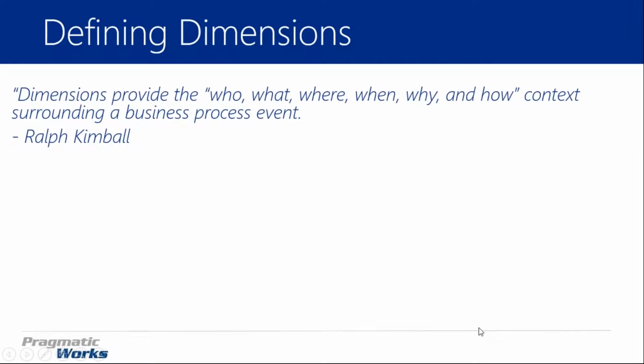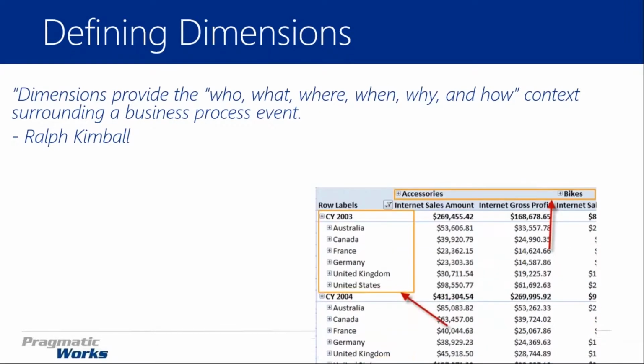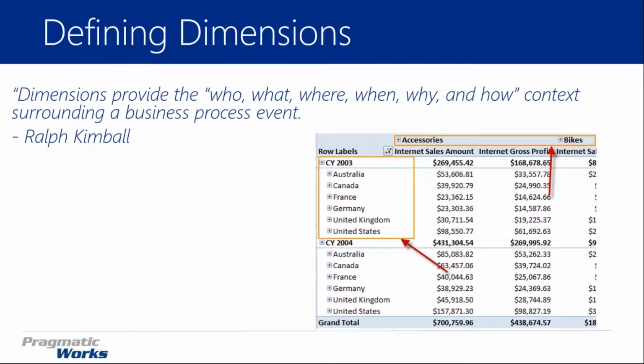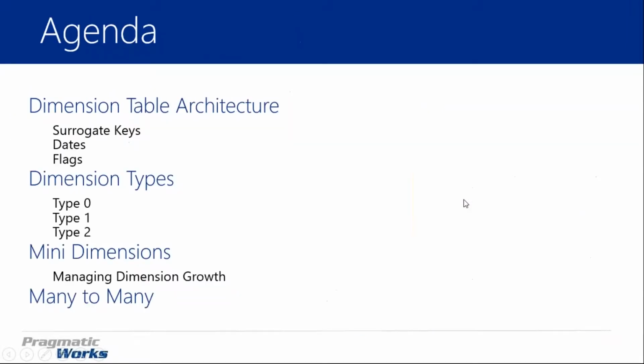Ralph Kimball defines dimensions as providing the who, what, when, where, why, and how context surrounding a business process event. What we mean by that is if I came to you and said, I have $5 million in sales, you would start asking questions about that. You would say for what year, for what month, for what store, for what product, and so on. All of those questions you ask are typically attributes that we store inside of dimensions. So dimensions explain our data, and that's what we're going to go through as we define our dimensions.